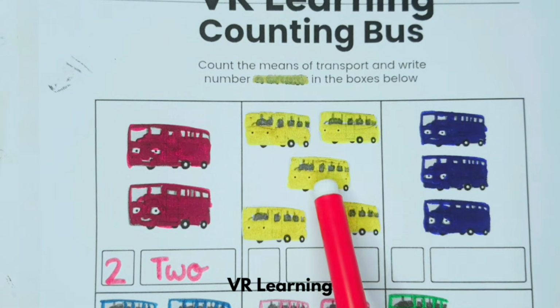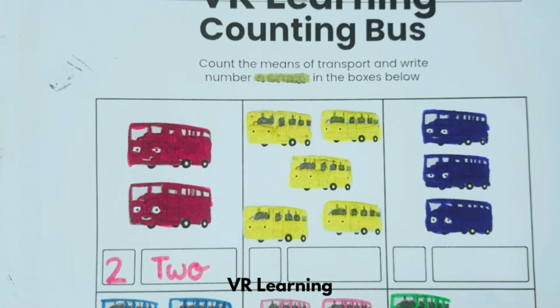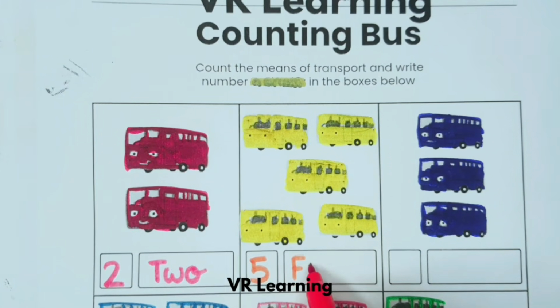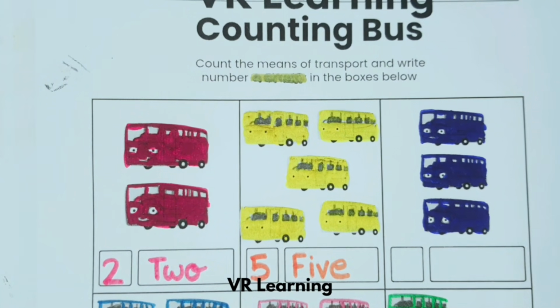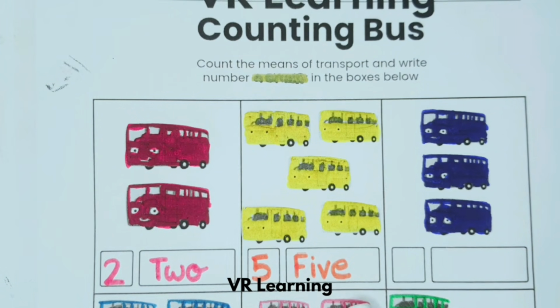1, 2, 3, 4, 5. Write the number 5 in the box. 5. FIVE 5.